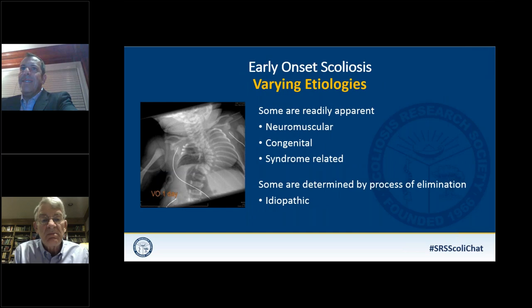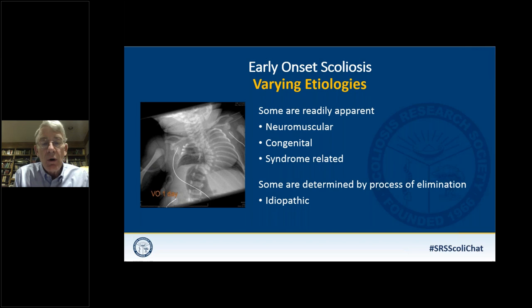As Dr. Vitale talked about, there are varying etiologies. Some are obvious, very quickly apparent, like this one-year-old boy with severe thoracic insufficiency syndrome. Sometimes they're determined by the process of elimination. There is no surefire way to prove someone has idiopathic scoliosis. All you can do is rule everything else out, and that's what you're left with. Next slide, please.